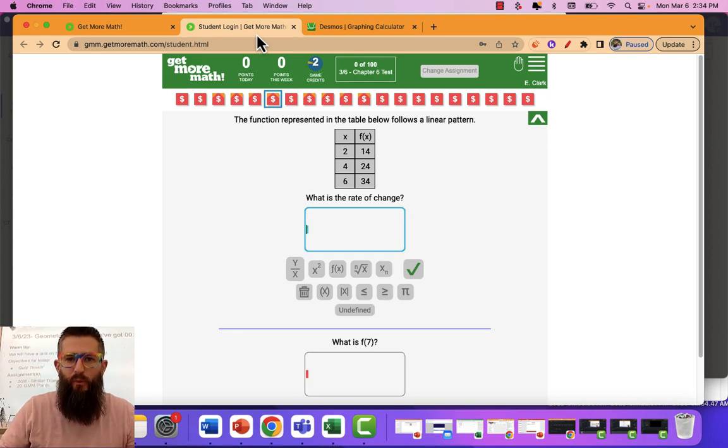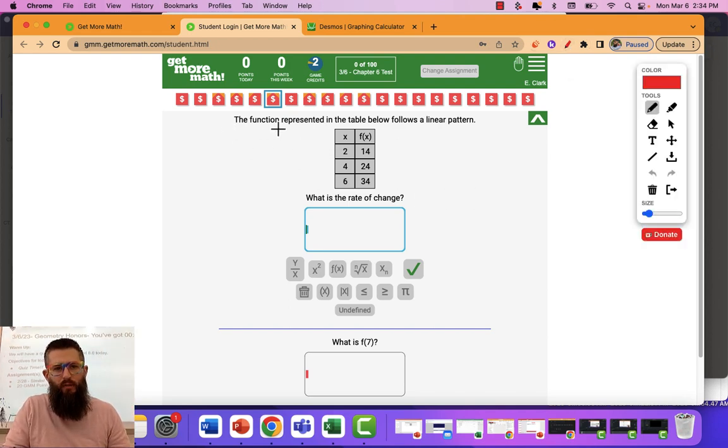So right off the bat we're looking at this particular example and it's saying, what is the rate, or the function represented in the table below follows a linear pattern. So that tells me right off the bat that this is going to be a linear equation. So we can use some rules here. If I look at just the relationship of these x values, I know it's going to be increasing by 2, increasing by 2. And then here we're increasing by 10, increasing by 10.